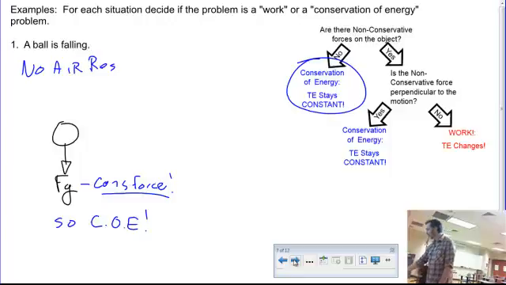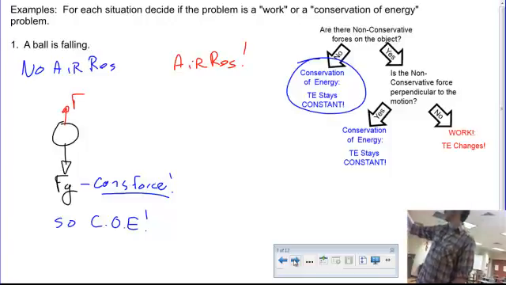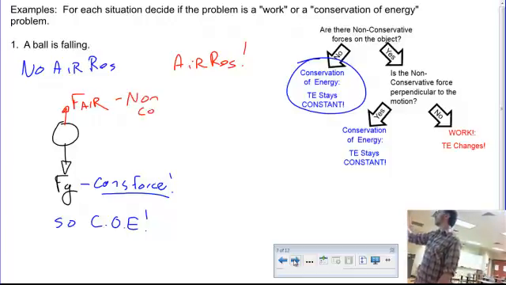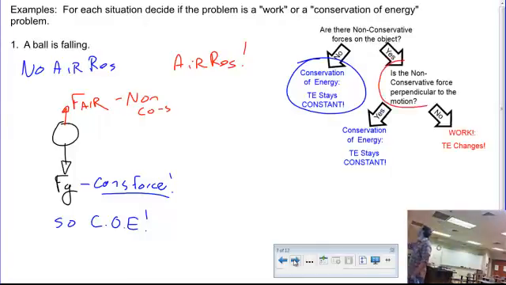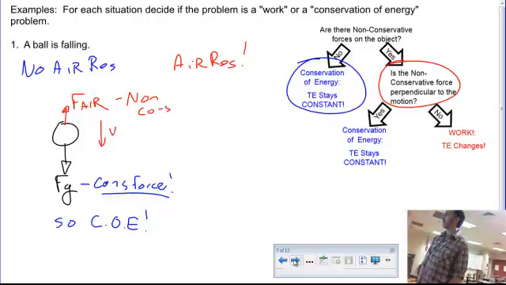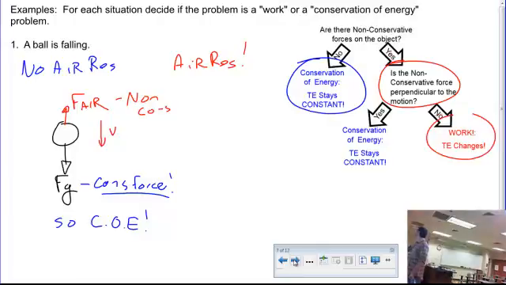Now, what if there is air resistance? Air resistance is going to push up on the object as it falls. So that's a non-conservative force. Are there non-conservative forces? Yes, there are. Is the non-conservative force perpendicular to the motion? The force is up, the motion is down. Are those two things perpendicular? No. That means this is a work problem.